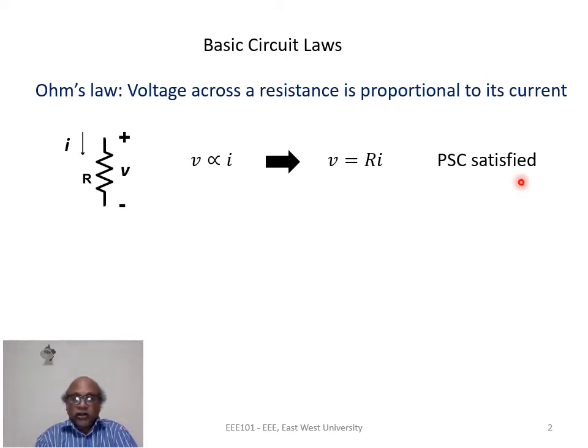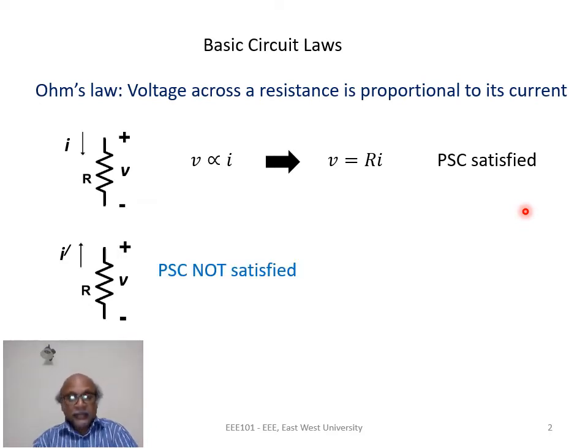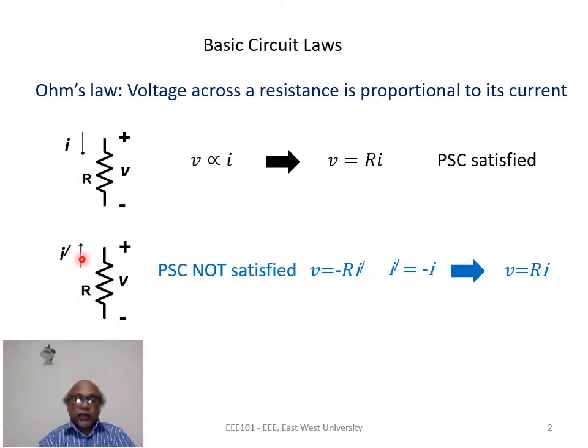If we reverse the direction of the current in the same resistance, in the opposite direction, the current we can call I prime. Now we cannot say that V is equal to Ri prime. Instead, we have to say V is equal to minus Ri prime because passive sign convention is not satisfied. Okay? And when we reverse the direction of the current, the value acquires a minus sign. So I prime is minus I, and we recover our original relationship that V is equal to Ri.